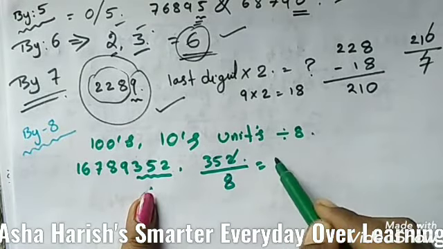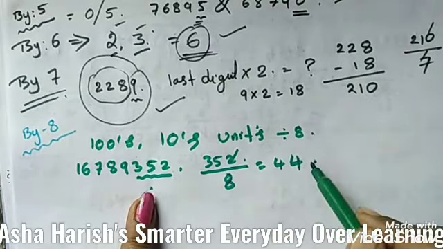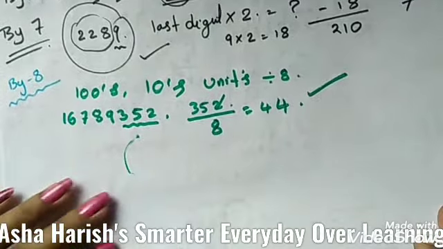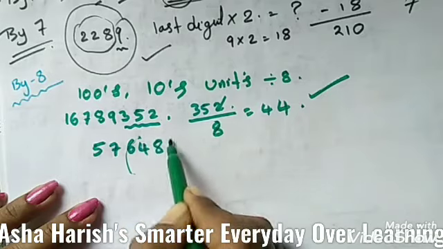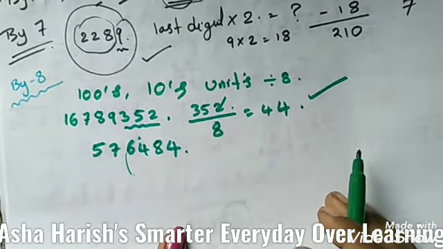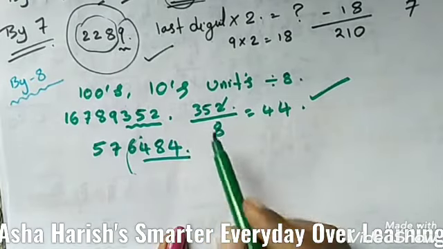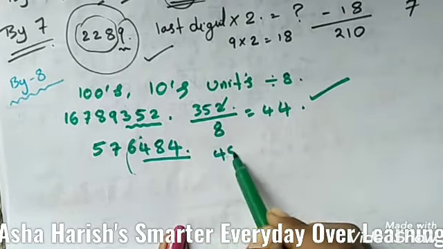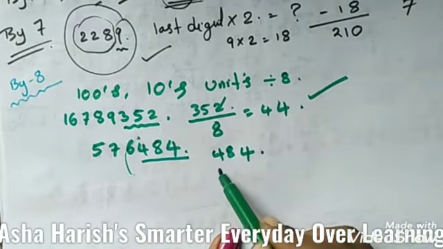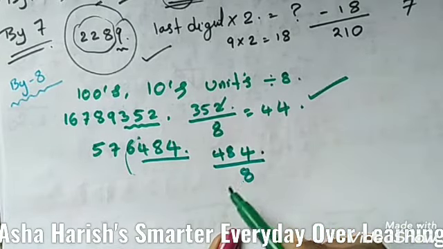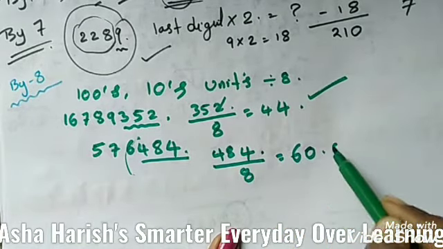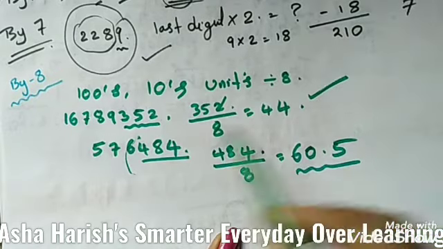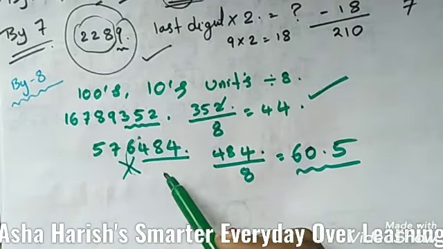Let us see how many times 8 goes into it. 8 times 44 is 352. So right, this number is divisible by 8. Let us see the next example. I will take another number, 57648 and 4. The number formed by the last 3 digits is 484. So 484 by 8 means, students, 60.5 times. So students, this number is not divisible by 8.